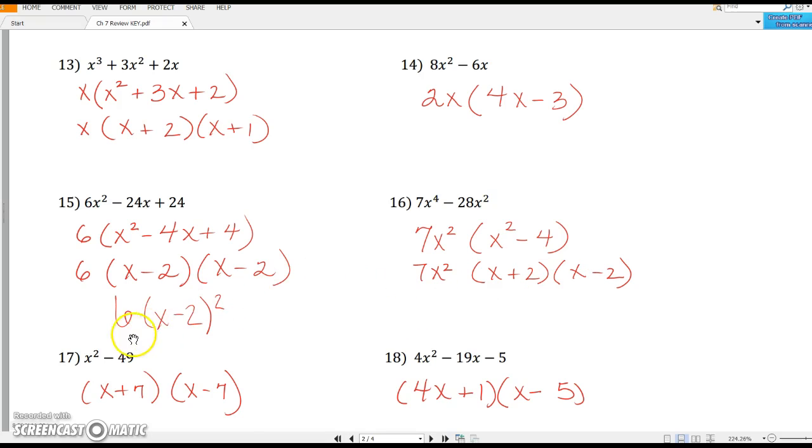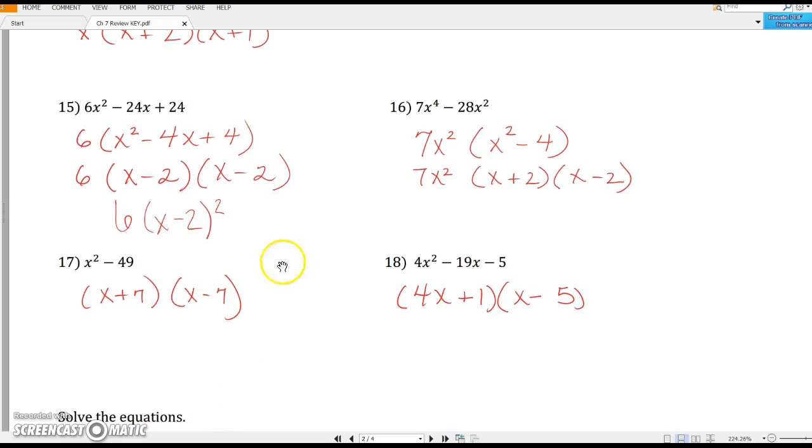17 is just that difference of two squares. So that one should be simple by now. Square root of x squared is x, put that in the front of both. Square root of 49 is 7. Put that in the back of both. Put one as a positive, one as a negative, or one as a sum and one as a difference. That's that sum and difference pattern.